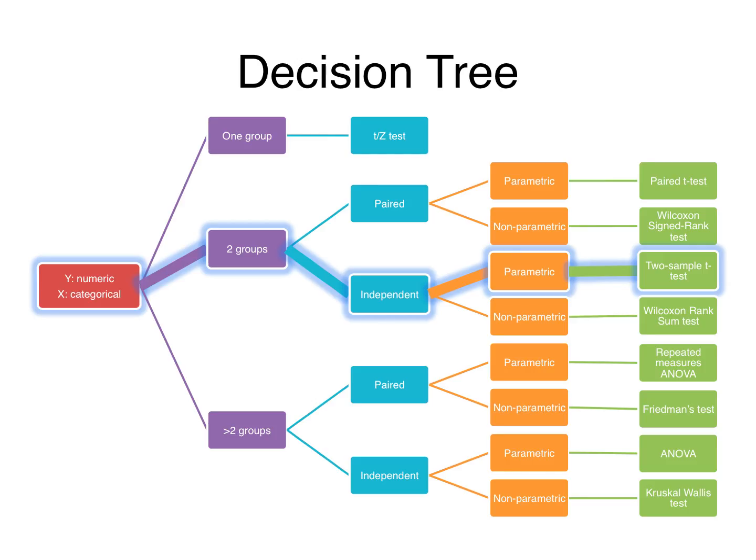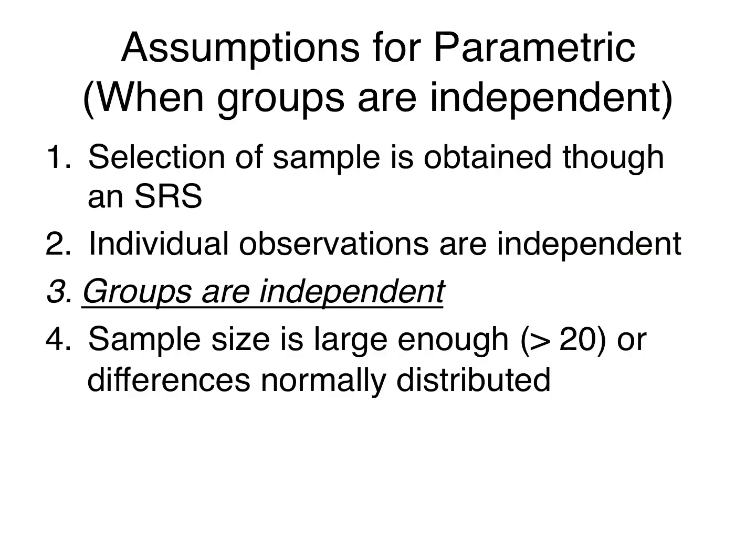So now we're going to discuss the case when the outcome is numeric and the explanatory variable is categorical, like with the paired t-test, but in this case, the groups with our categorical explanatory variable are independent. So in this case, the people or subjects in one group are completely different than the people or subjects in the other group. We'll first discuss the parametric test that's used in this situation, the two-sample t-test.